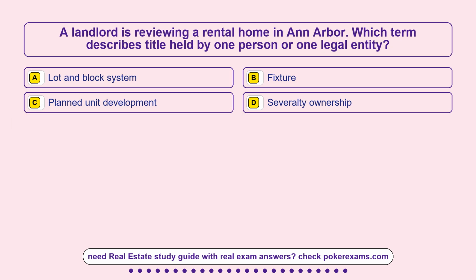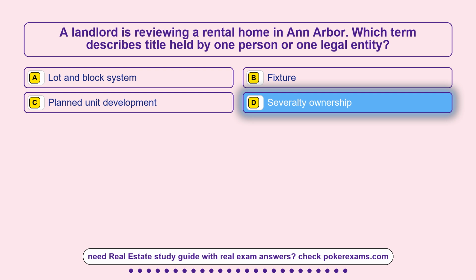Question 14. A landlord is reviewing a rental home in Ann Arbor. Which term describes title held by one person or one legal entity? Option A, lot and block system. Option B, fixture. Option C, planned unit development. Option D, severalty ownership. The correct answer is option D, severalty ownership.